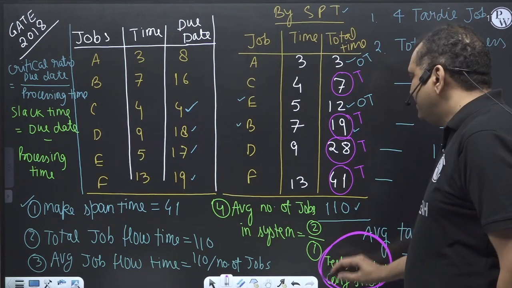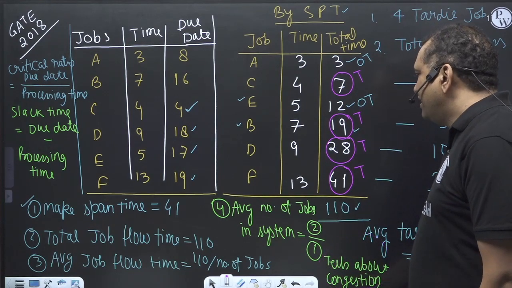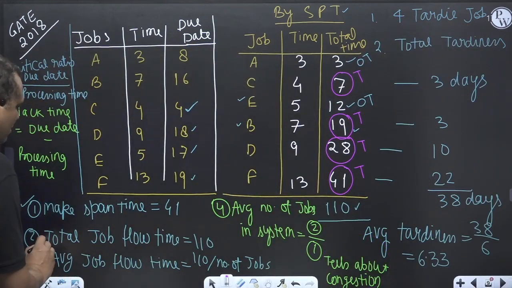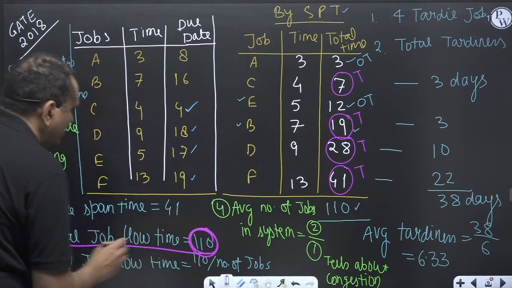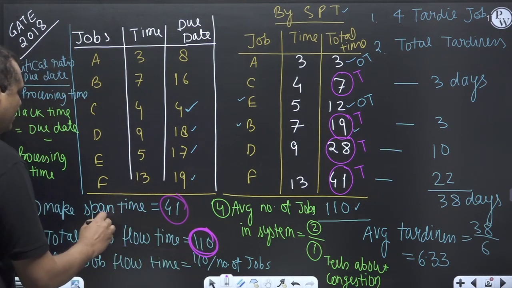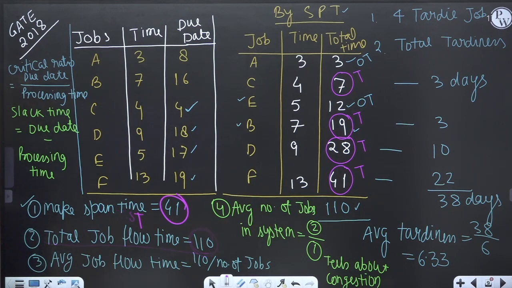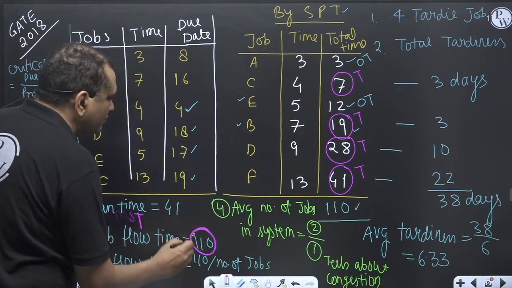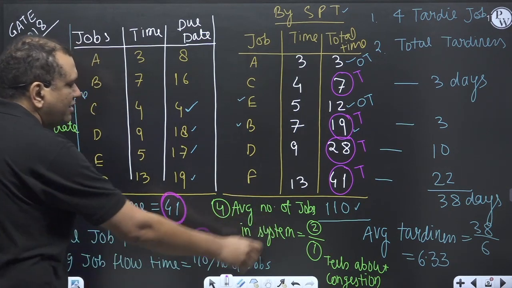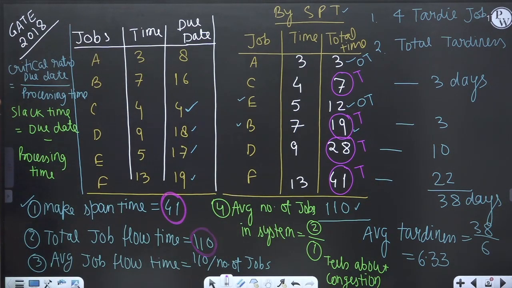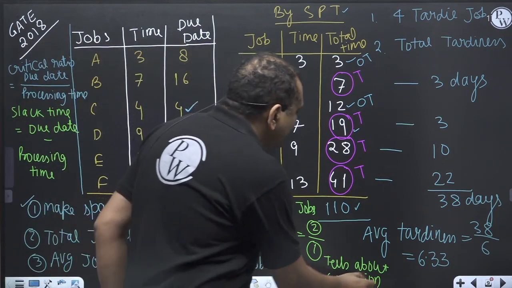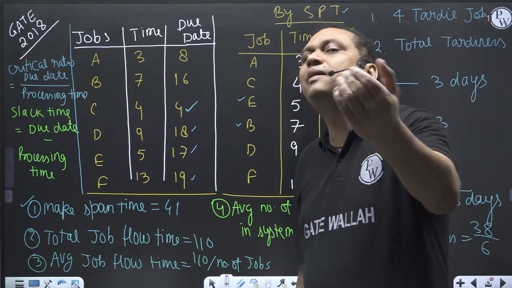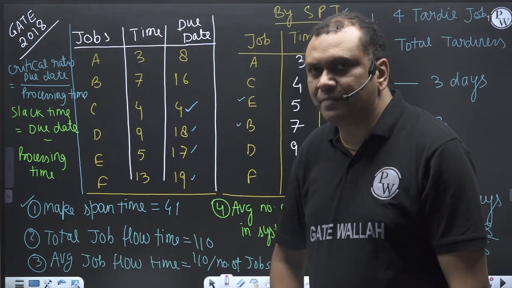In the system, the average number of jobs is nothing but total job flow time divided by makespan time, also called MST. So 110 divided by 41 is the average number of jobs in the system. It tells you about the congestion in the system. Congestion leads to blocking in a flexible manufacturing system.